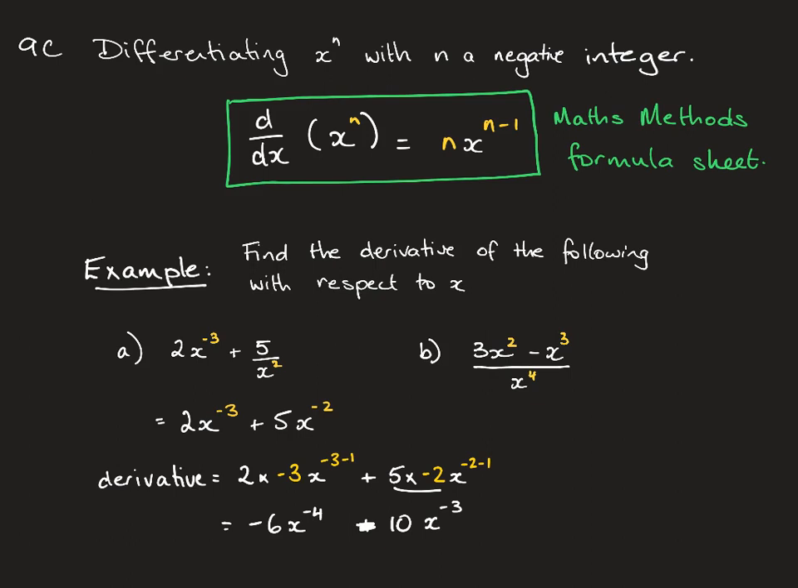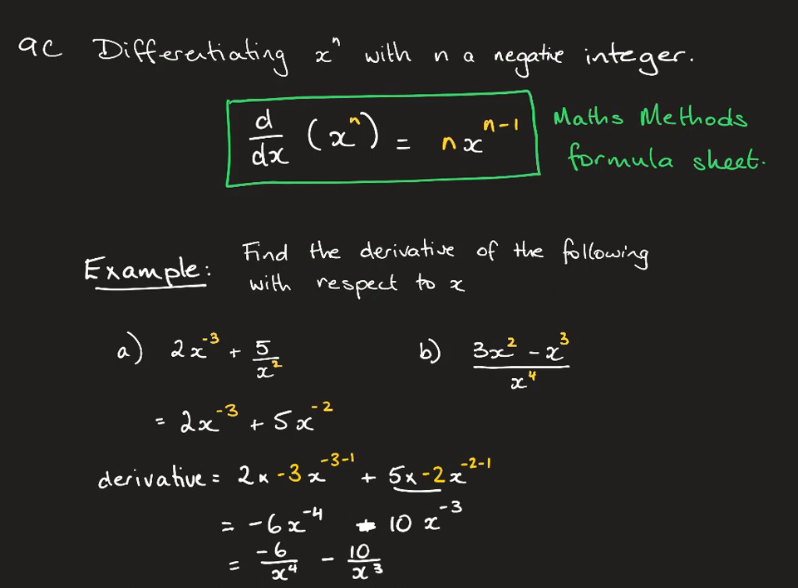Now, that's a perfectly correct answer. If the question asks you to give your answer with positive powers for x, then you put your x's back on the bottom with their positive powers. This will become 10 over x cubed. But it's not necessary unless you're told to do it.